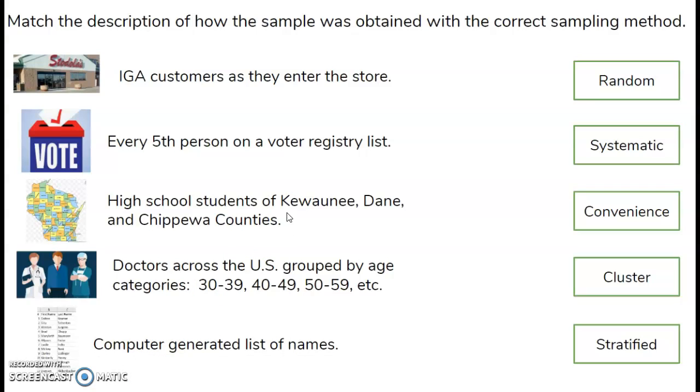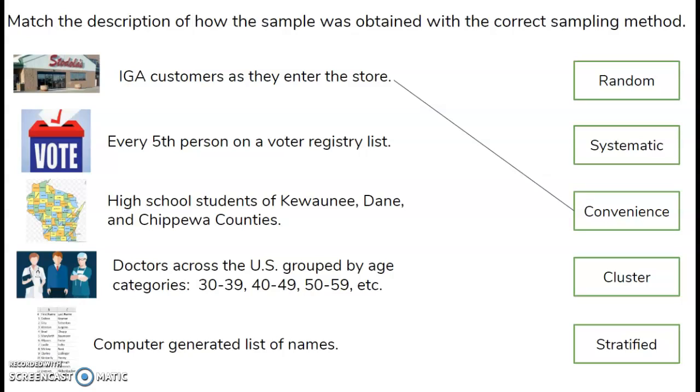Here are the answers. So IGA customers as they enter the store. So I'm standing right here by the door of the IGA and I'm just waiting for people to come to me. And as they're coming to me, I'm serving them. So that is convenience because I'm just waiting for the people to come to me and I'm serving the ones right around me.